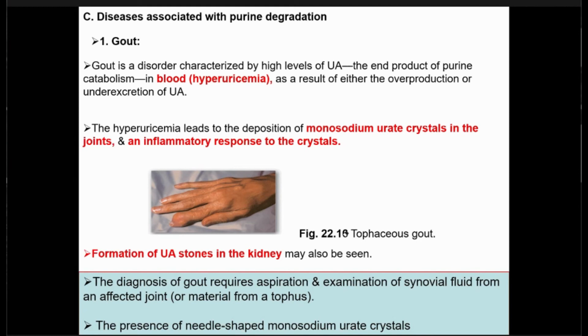So gout is an increased level of uric acid due to a lack of secretion from the kidney. If there is a high buildup of uric acid in the blood, there is increased deposition of monosodium urate crystals in the joint, and therefore inflammation, plus stones in the kidney. How do we make the diagnosis of gout? We do an aspiration: we take a needle, put it in the joint, and take the liquid, and then we look at it under the microscope and we will find these sodium urate crystals.